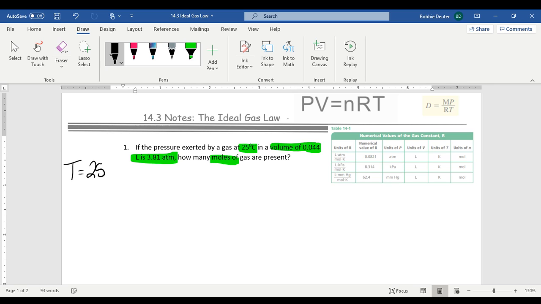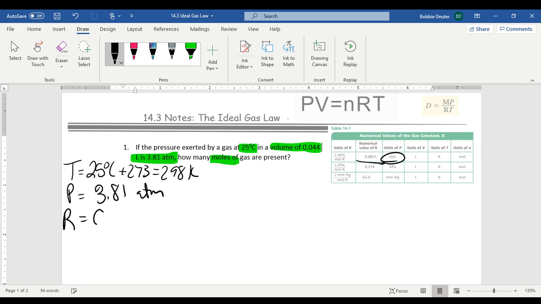So our temperature is 25 degrees Celsius. We have to add 273 to get Kelvin, which gives us 298 Kelvin. We have our pressure at 3.81 atm. Remember, I said atm is important. That gives us our R value. Our R value is 0.0821. You might want to have this for the test. Super important that we know those R values. I don't expect you to memorize them. We also have a volume of 0.044 liters, and we're solving for our moles.